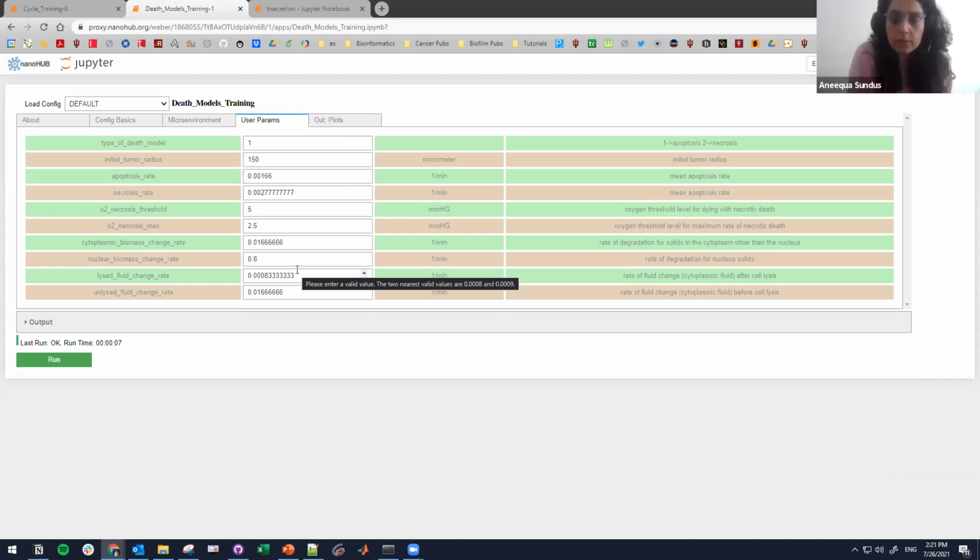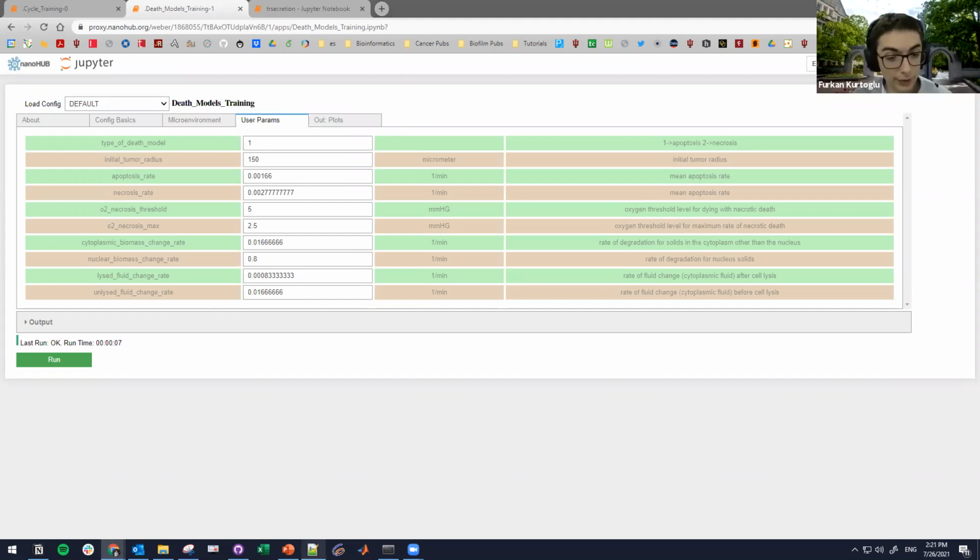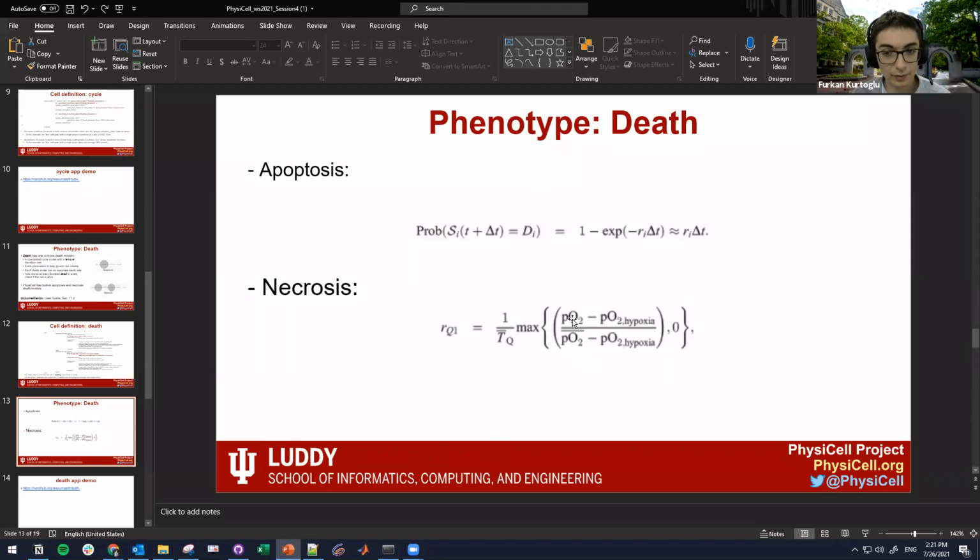Yes, we have a question that you might like to answer. Bernardo asked, the O2 mean in the necrotic model, is it over all the cells? Oh no, it's the oxygen value. It's the oxygen constant or density in units of millimeters of mercury.